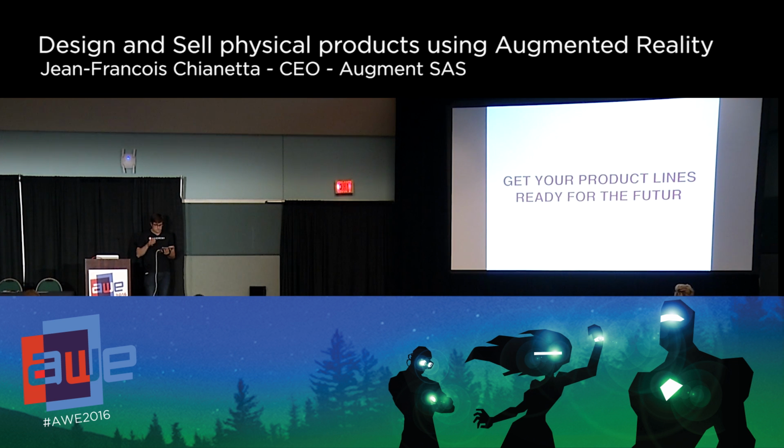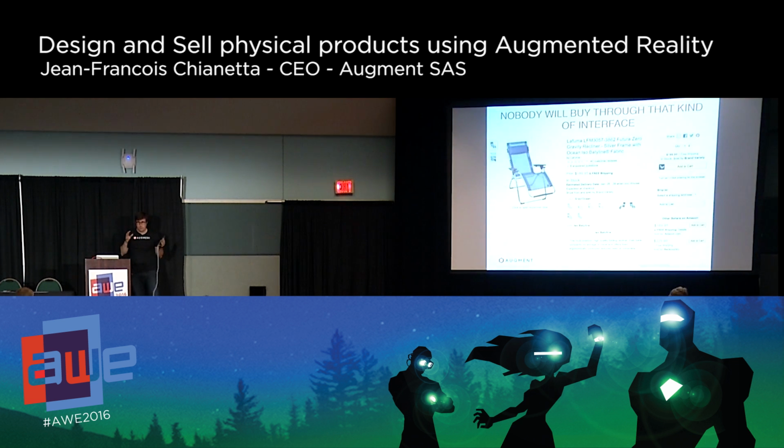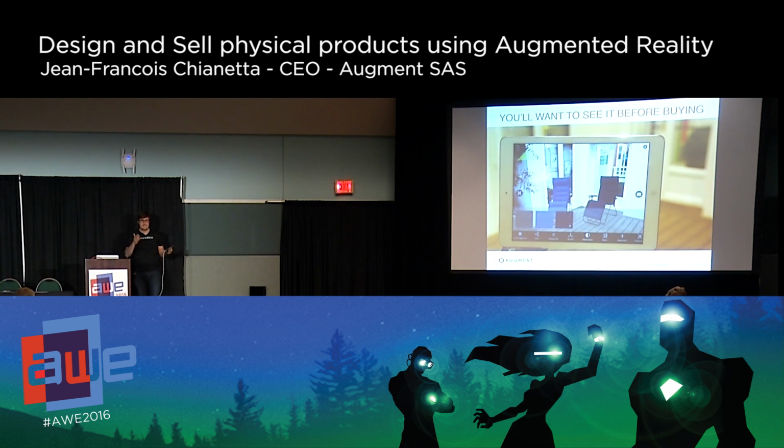And the final word would be that in 2, 3, or 5 years, everything that you see today on the exhibit floor will be in everyone's hands. So you will have augmented reality glasses. I don't know which one yet, but you will have one. And once you have that, you won't want to buy through this kind of interface. You won't want to materialize a web page in front of you. You will want to see the product exactly like it would be when you buy it.